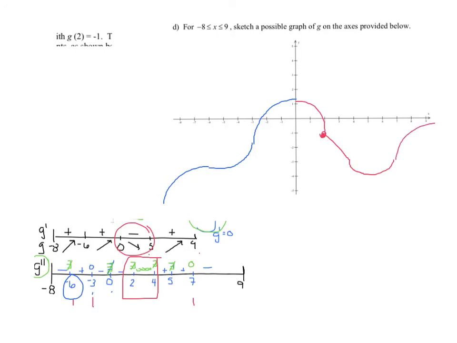So let's just make sure we have a few things that are true. We should have a max at 0, and that's true because f prime changed from positive to negative. We should have a min at 5 because f prime changed from negative to positive, which again is true. And I would say then this is a sketch of a possible graph of G.